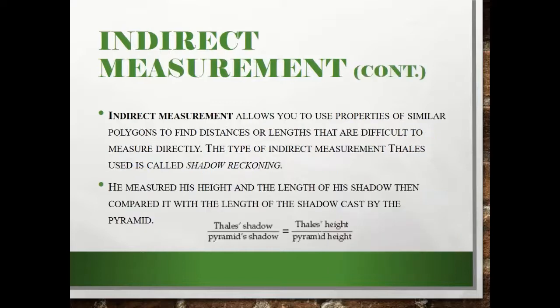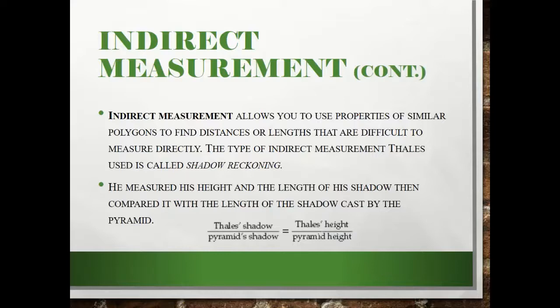All right. Now, indirect measurement allows you to use properties of similar polygons, most notably similar triangles in most of geometry, to find distances or lengths that are difficult to measure directly, things that are too tall or too far away. Okay. The type of indirect measurement that Thales uses is called shadow reckoning.